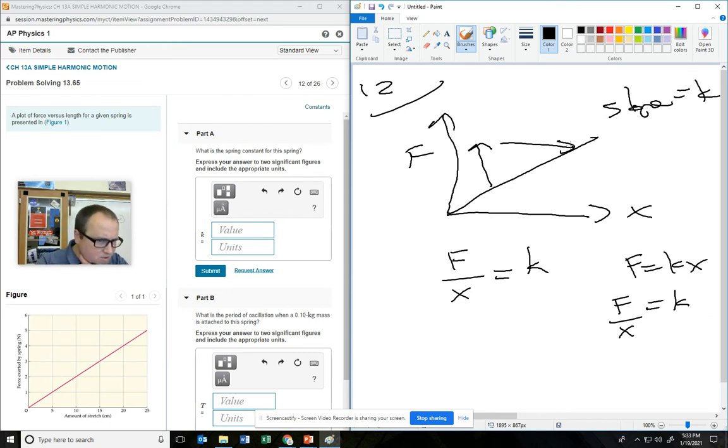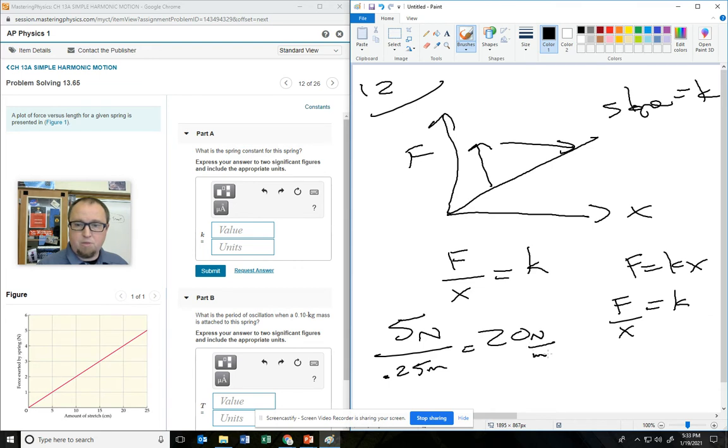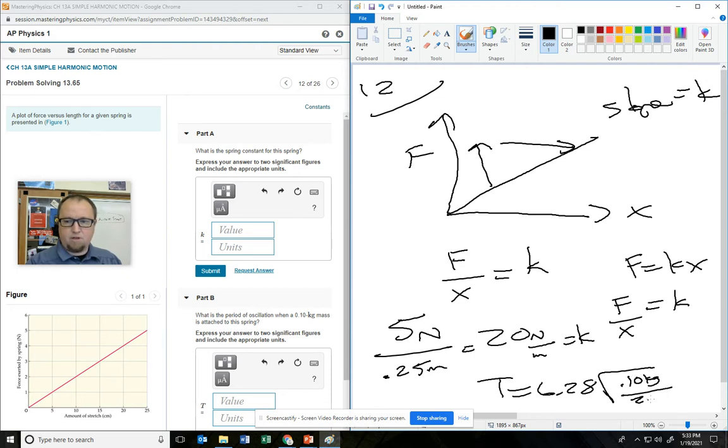Slope of the line on the picture is 5 over 25 centimeters. So 5 newtons over 0.25 meters. So we get 5 divided by 0.25, I get 20 newtons per meter is my K. So there's part A. Part B, what's the period? So period equals 2 pi square root of m, 0.10 kilograms, over K. There it is. Plug it in, get a number.